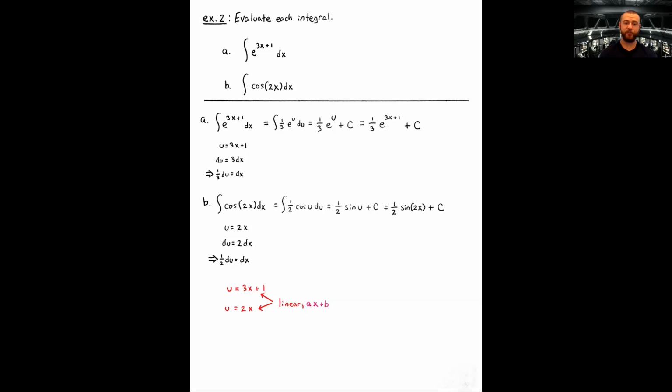All right, now take a look at your answers that you found. In the first substitution, u equals 3x plus 1. The value for a is 3. We get a 1/3 in our antiderivative. In part B, we have the substitution u equals 2x. The value of little a is 2, but in your antiderivative, you have a factor of 1/2.